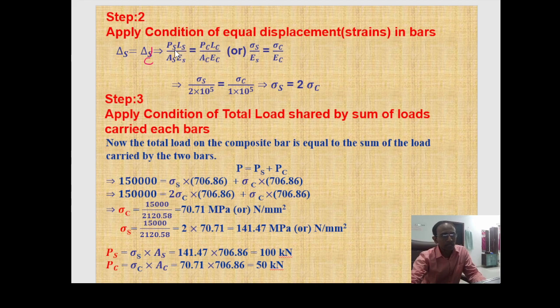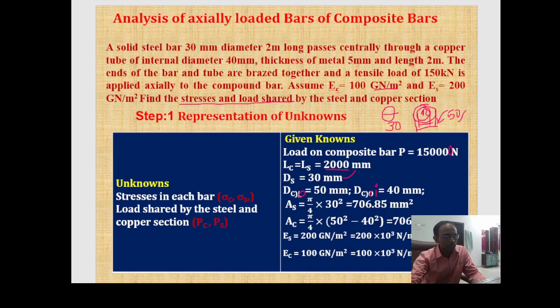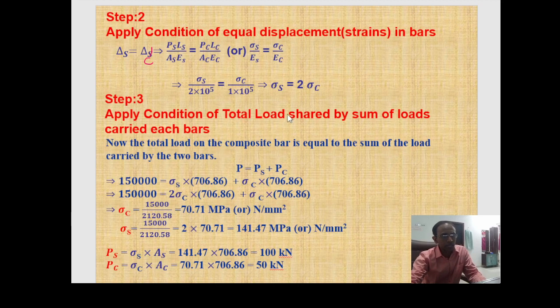Because the lengths are equal, you will straight away have P by A as sigma, and here also P by A as sigma. So sigma by E of copper is equal to sigma by E of steel. From there, because you know the values of Young's modulus, one is 2 into 10 power 5 and one is 1 into 10 power 5, these are the values that were given. So there you can get the relationship here and use the second equation, namely load is shared among them not equally, but according to their capacity of stresses and the cross section, P equal to PS plus PC.